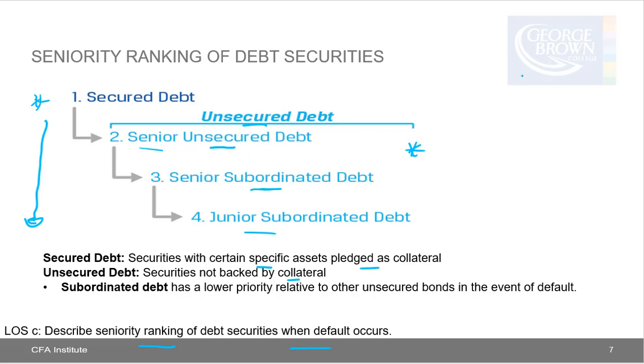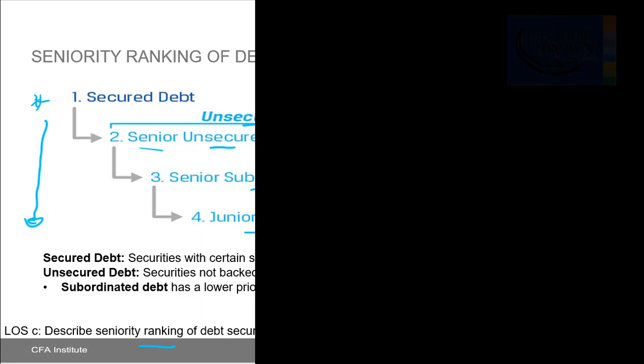And I might do some type of Q card, SD for subordinated debt, and then I know I've got unsecured debt, senior unsecured debt, senior subordinated debt, and then junior subordinated debt. I'm going to make some type of flashcard that just summarizes the four levels. Okay, so it's very important to understand that senior subordinated debt is higher than junior subordinated debt, but lower than senior unsecured debt in terms of the seniority rankings.